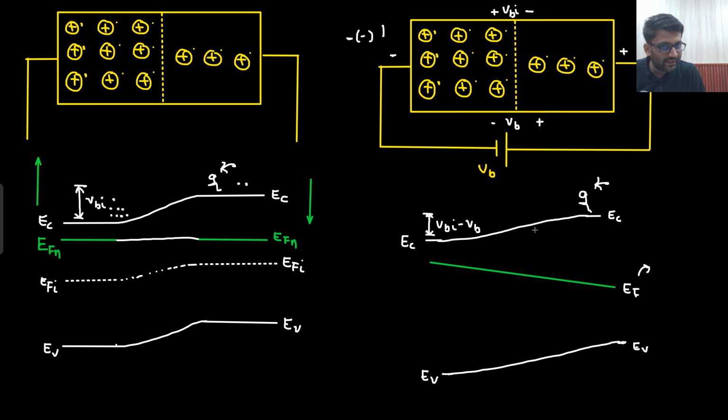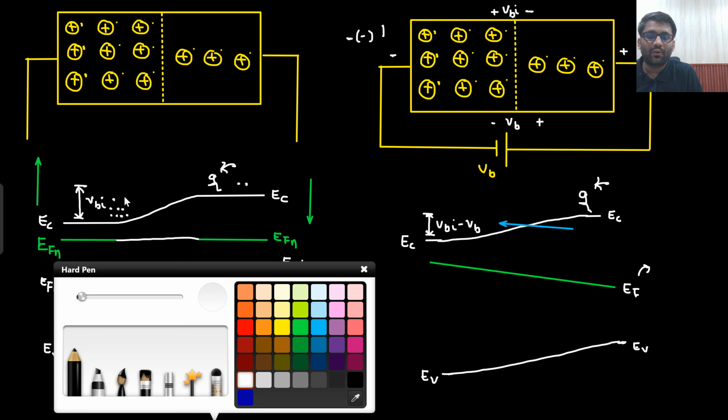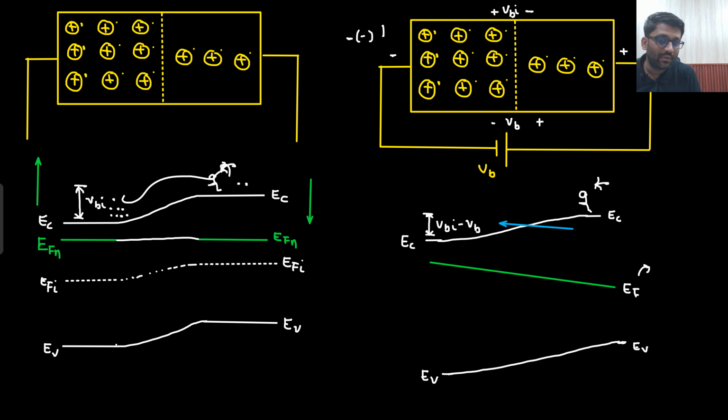So the electric field is still in this direction, but that electric field has reduced now. Because of the electric field, very few electrons are moving. But because of the diffusion, more electrons would move, because previously they were not able to climb up. But now they will be able to climb up, because the slope has become lower.